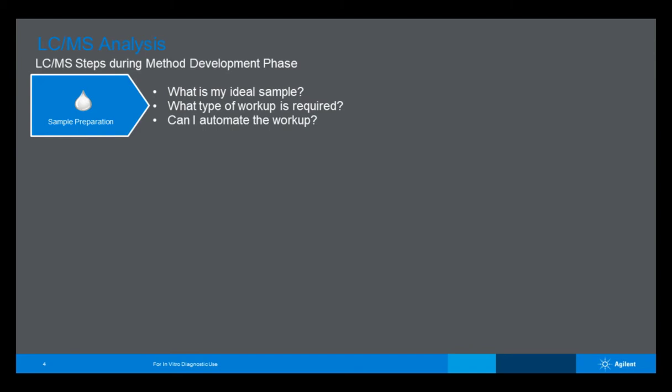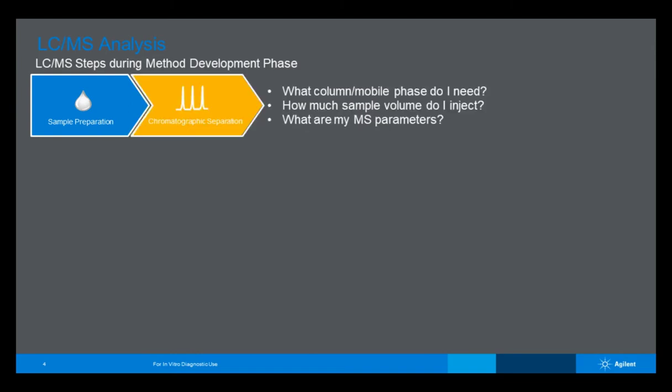Some of those questions could be, what's the ideal sample? Is it going to be coming from oral fluids? Is it going to be from urine, crushed human plasma, and so forth? Additionally, they would be looking at what type of workup would be required for that particular sample, and also investigating whether that workup could be automated. So that elongates the sample prep step of the method development phase.